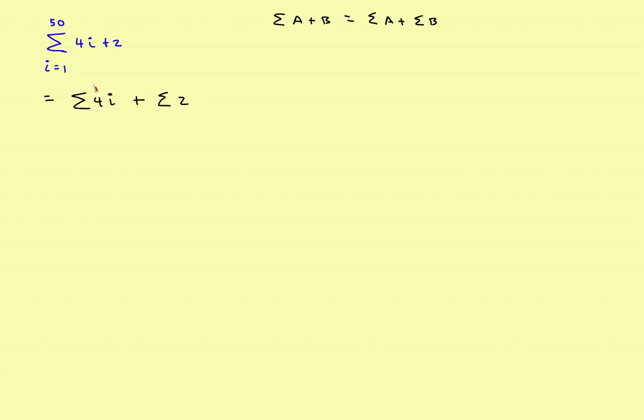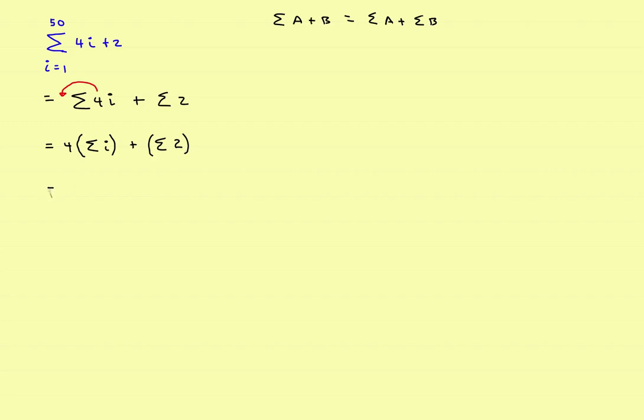So I'll take this 4 and I'll move it to the outside. And what that's going to give me would be this. This will be 4 times the summation of I plus the summation of the constant 2. And I think I'll put those in parentheses at this point. So that one's in parentheses and that one's in parentheses.